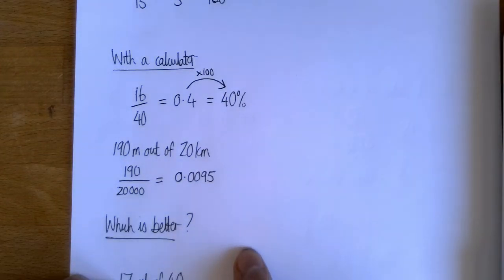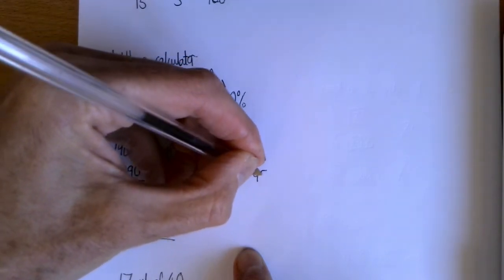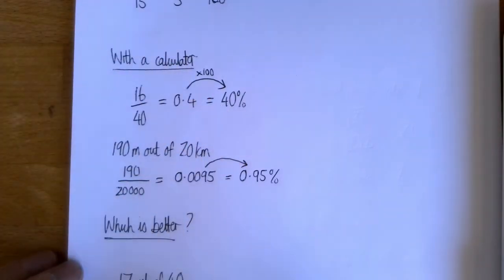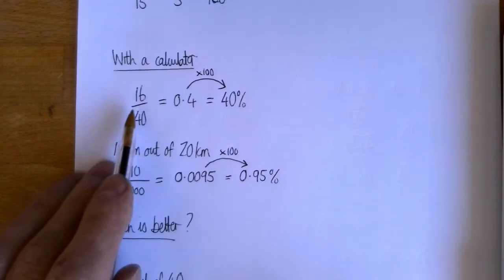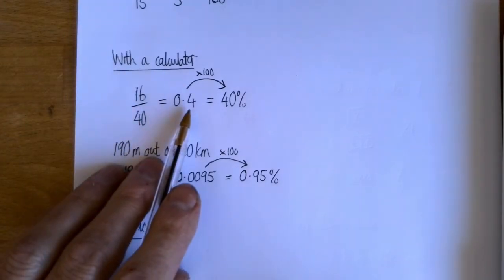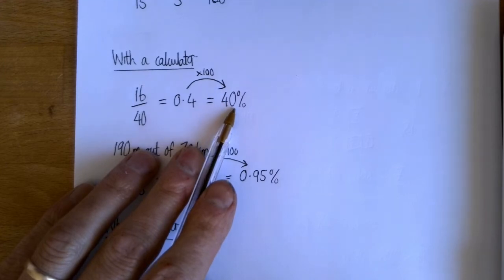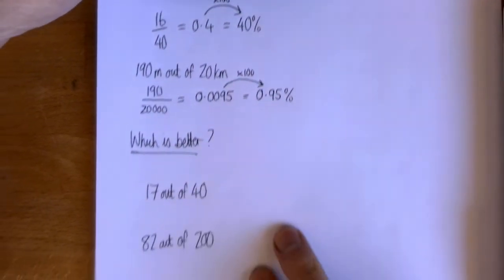If I multiply that by 100, that's 0.95%. So it's not a very big part of that. So with a calculator, you just divide it out. That gives it to you as a decimal, and you then multiply by 100 to get the percentage equivalent. So that allows us to answer questions like this.